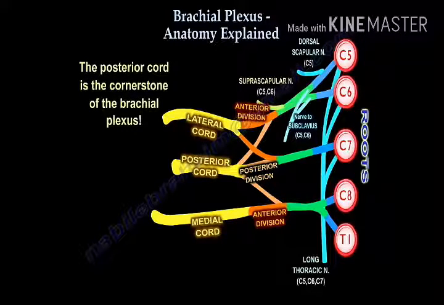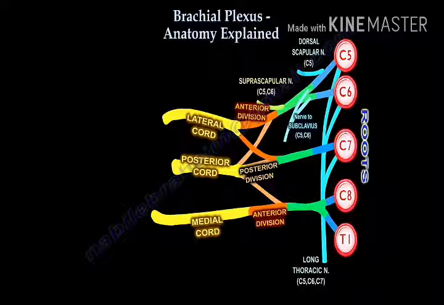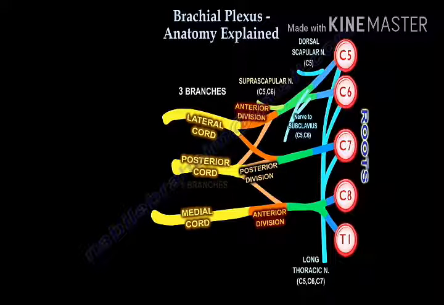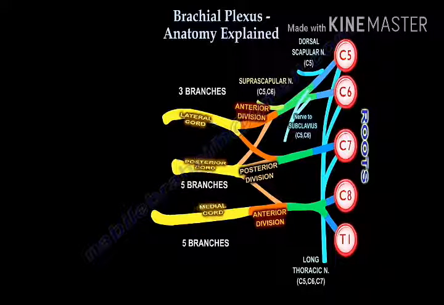The posterior chord is the cornerstone because the posterior chord takes all the posterior divisions and joins them into one chord. So you have three chords: the lateral chord, the posterior chord, and the medial chord. The lateral chord will give you 3 branches, the posterior chord will give you 5 branches, and the medial chord, that was alone by itself, will give you 5 branches.